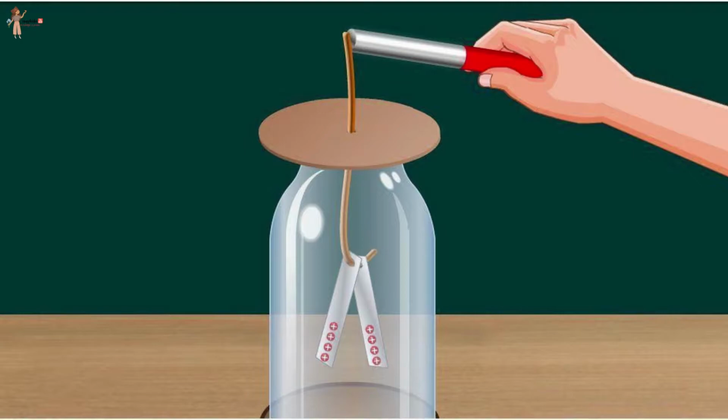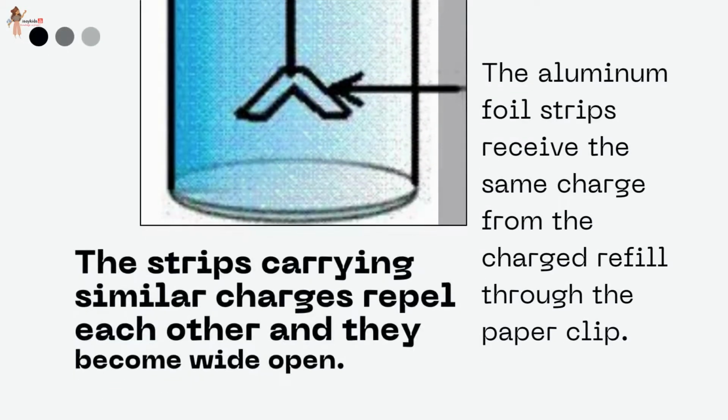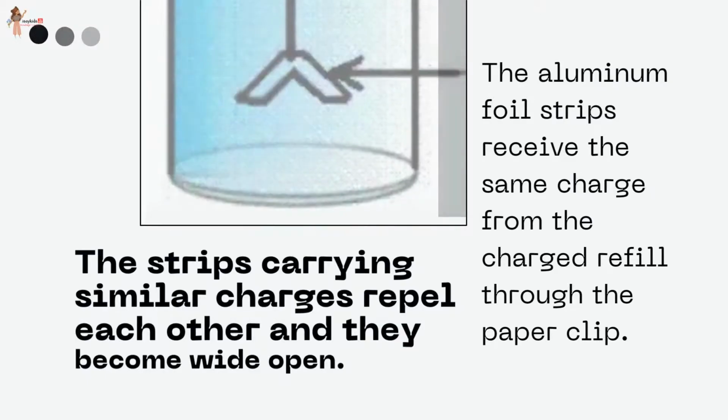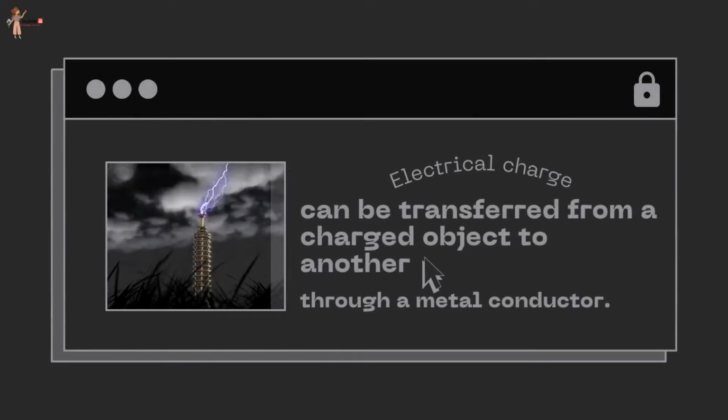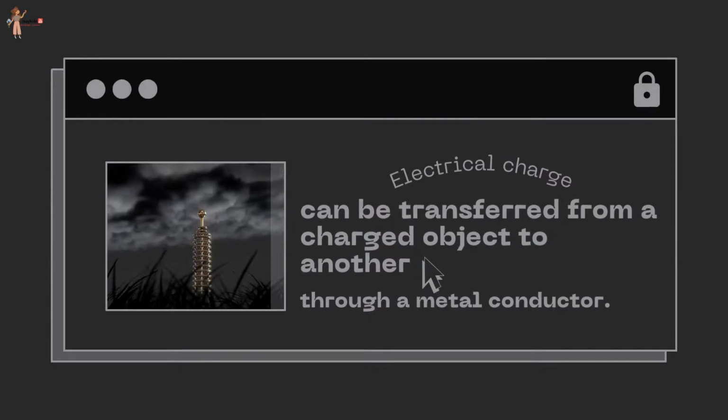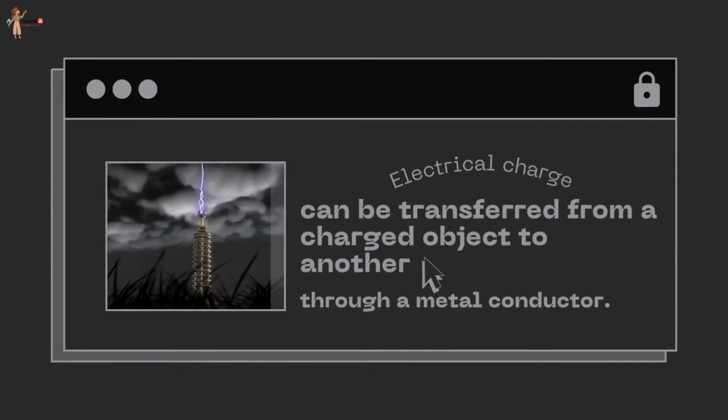Charge a refill and touch it with the end of the paper clip. Observe what happens. Since metals are good conductors of electricity, the aluminum foil strips receive the same charge from the charged refill through the paper clip. The strips carrying similar charges repel each other and they become wide open. Thus, we find that electrical charge can be transferred from a charged object to another through a metal conductor.